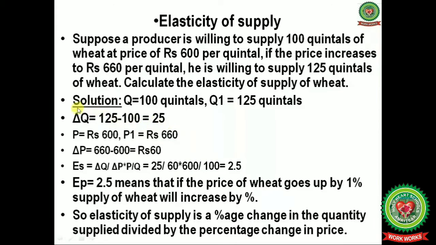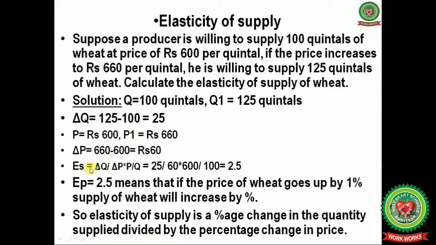Now how much change is there in the quantity supplied, that is 125 minus 100, which equals 25. So delta Q means the change in quantity supplied due to the change in price. Change in price is represented with delta P. 660 minus 600 equals rupees 60. So the change in the price is rupees 60.